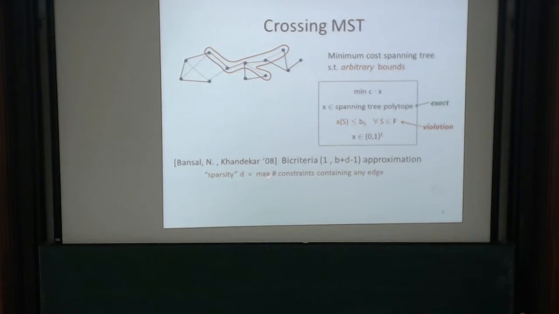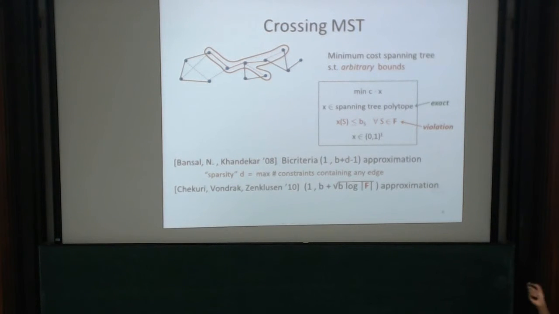So the sparsity is just going to be the maximum number of these side constraints which contains any edge. So if we look at the vertex degree constraints, then every edge appears in 2 constraints, one for its left endpoint and one for its right. So the sparsity in that setting would be 2. And in general, you can have an arbitrary set of constraints, but what we would look at is the sparsity, which is the maximum number of occurrences of any edge in these side constraints.